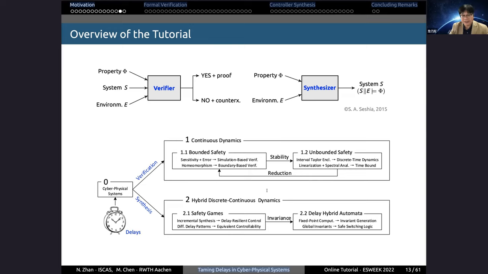Also, for the synthesis issue, we also consider two sub-problems. First, we consider controller synthesis for time delay systems in the discrete setting. The second sub-problem, we consider the synthesis issue for general hybrid systems with delay. We call it delay hybrid automata, okay?